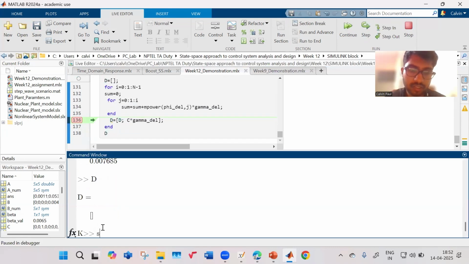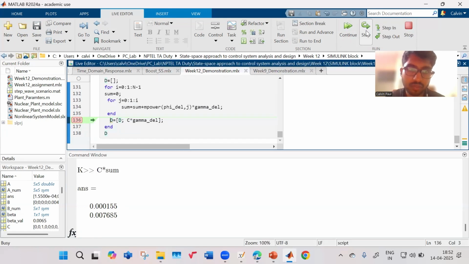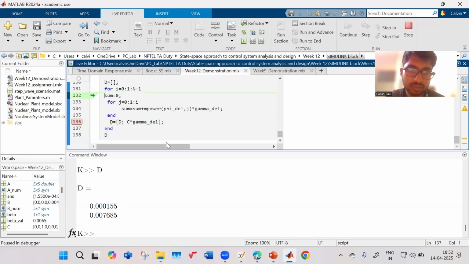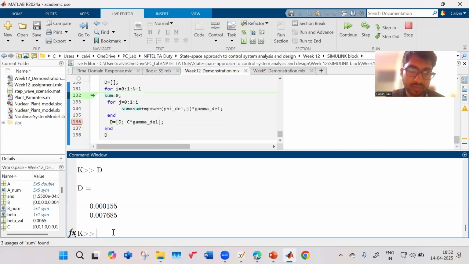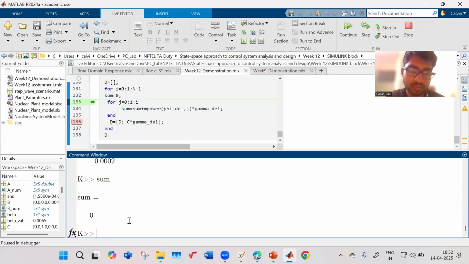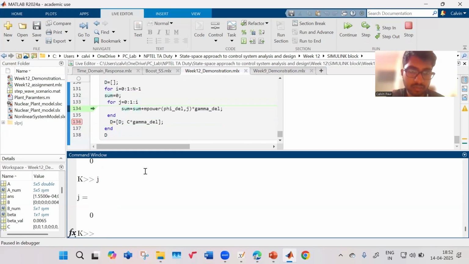So D now is like this, sum is like this. C into sum is done by this. Let me step over this. So what is my D? It's like this. Now I go over here and sum is this. Let me step over it. So sum becomes equal to 0. What is my I? I is 1 and j is 0. Let me step over this. J is still 0. So what is this?